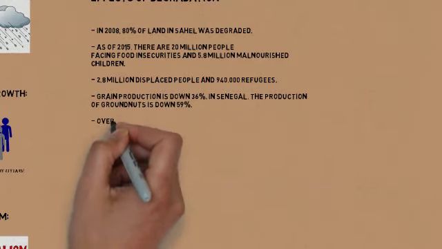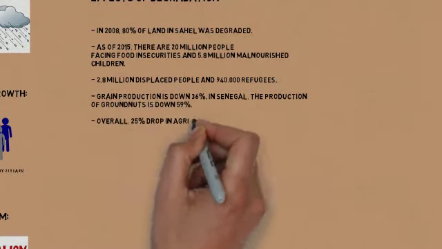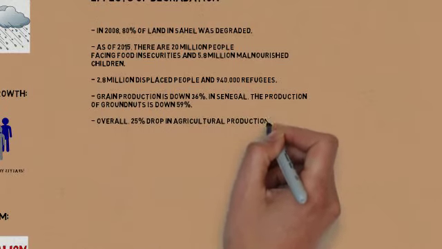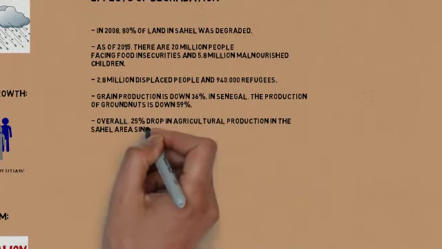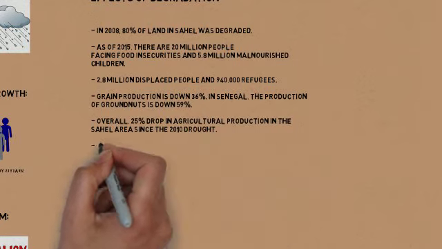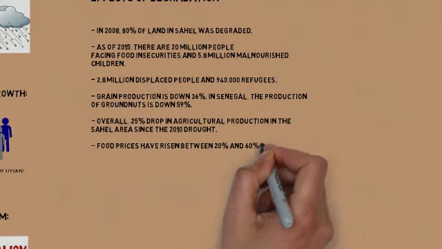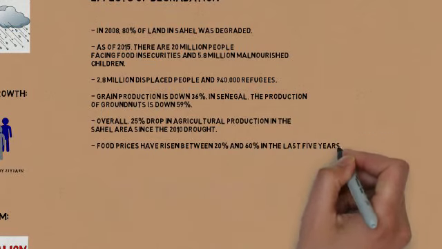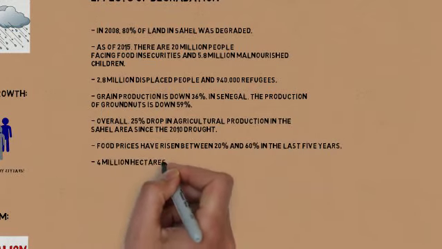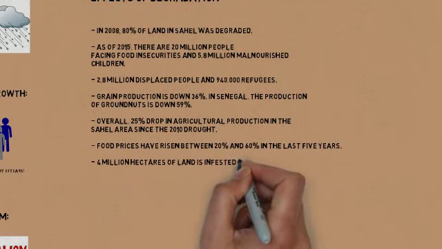Grain production has decreased 36%, and in Senegal, the production of groundnuts, a significant industry, is down by 59%. Overall, there has been a 25% drop in agriculture production in the Sahel area since the 2010 drought. Food prices have risen between 20% and 60% in the last 5 years.